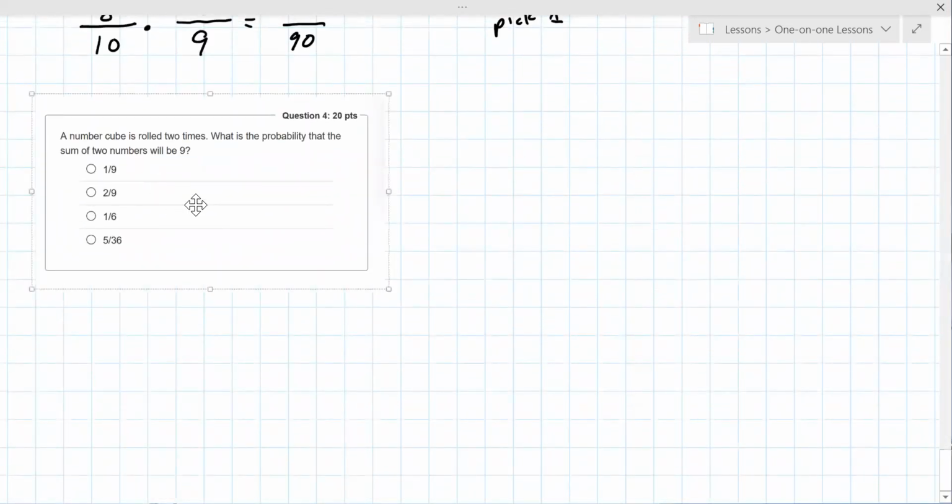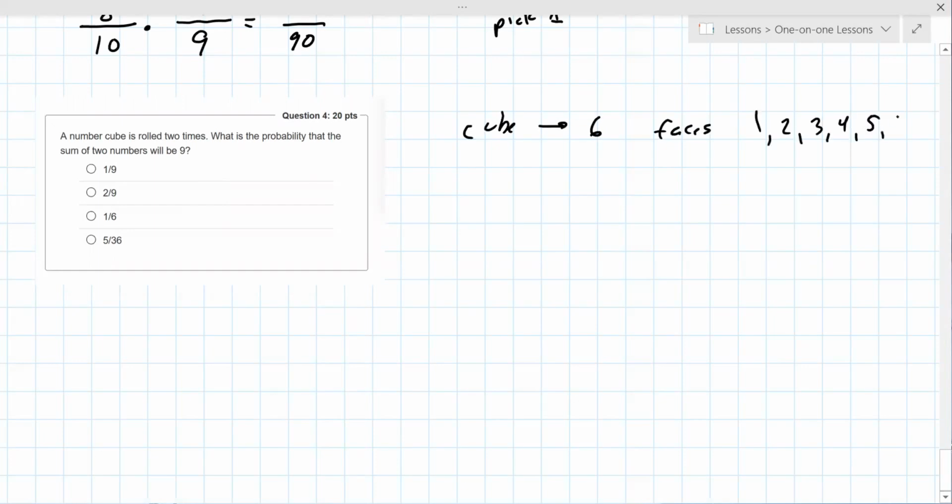All right, so a number is rolled 2 times. What is the probability that the sum of the 2 numbers will be a 9? So you're rolling a dice, a cube. A cube has 6 faces, and it's numbered 1, 2, 3, 4, 5, and 6. Okay. So we want the sum of the 2 numbers to be 9. How can we get there?